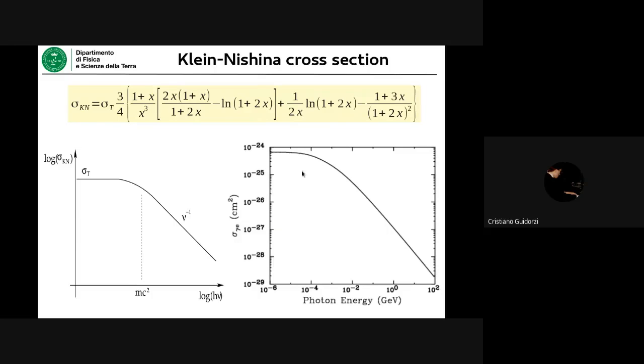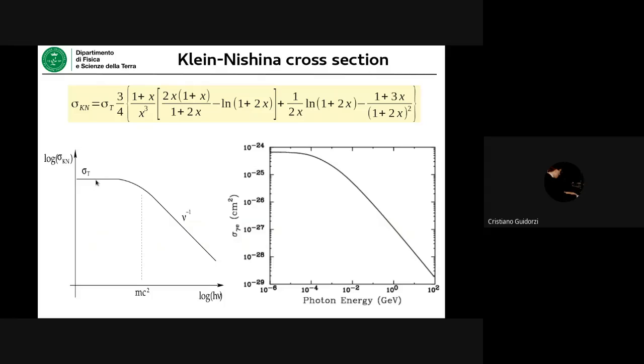I put just 2 plots, but they are equivalent, which allow me to make some comments. So first of all, you immediately see that at very low frequency, these are log-log plots, you see that essentially the Klein-Nishina cross-section is nothing but the Thomson cross-section. And this is something you should already know, because this is nothing but the Thomson scattering regime, for which you know everything about that.